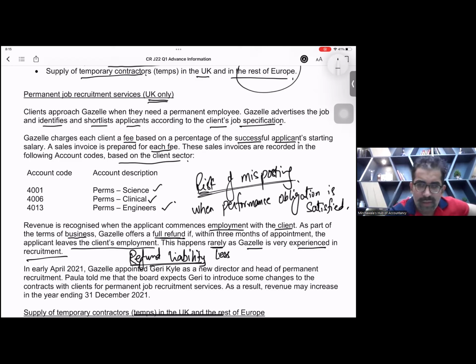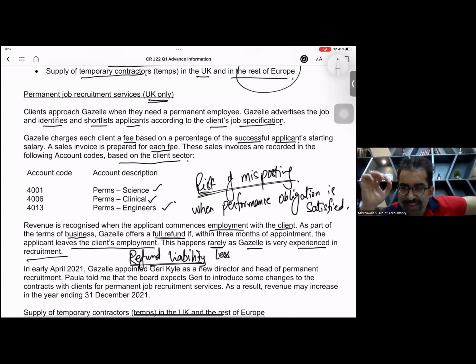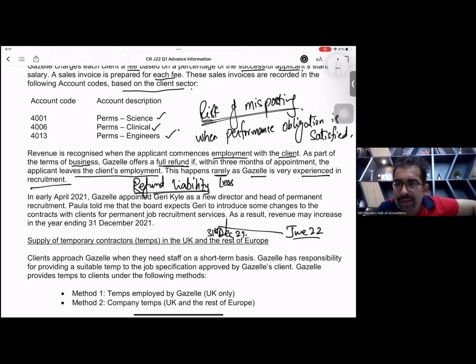Okay, now one very interesting issue here. There is good news here: we are doing the audit in June 2022. Listen, we are doing the audit in June 2022 and our year end is 31st December. And we are auditing 31st December 2021, and we are doing it in June 2022.